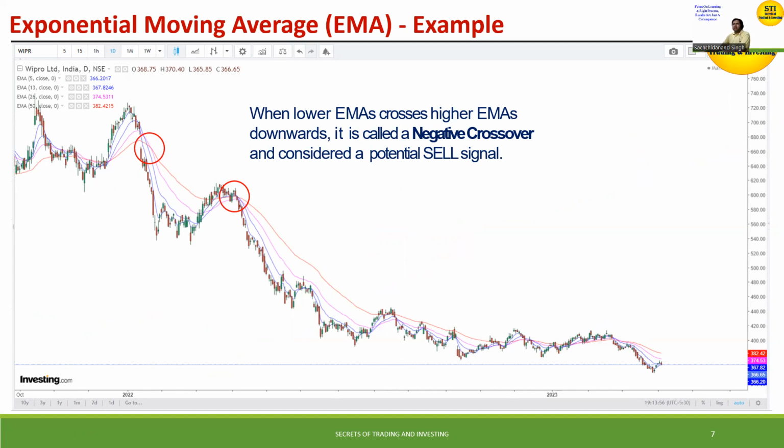Okay, so for the example here I have added the 5, 13, 26, and even a 50 EMA. This is a recent example. Over the last couple of months, the Wipro stock, or I can say most of the IT stocks, are falling. So whenever we saw such a negative crossover happening, we could have planned for short selling, or if we were already in a long position, we could have exited our positions and maybe started short selling, based on our trading style.